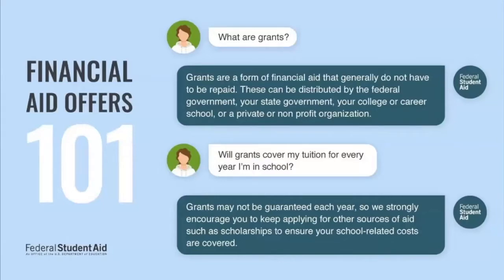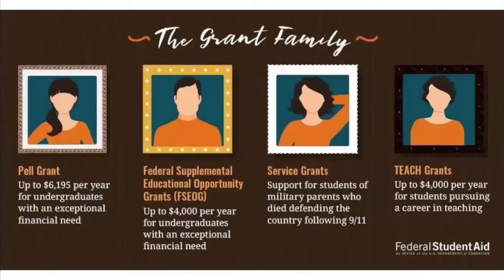Federal student aid grants are a form of financial aid that doesn't have to be repaid. And they include the Pell Grant for undergraduates with financial need, the FSEOG for undergraduates with extreme financial need, service grants for students of military parents who died defending the country following 9/11, and TEACH grants for students pursuing a teaching career.